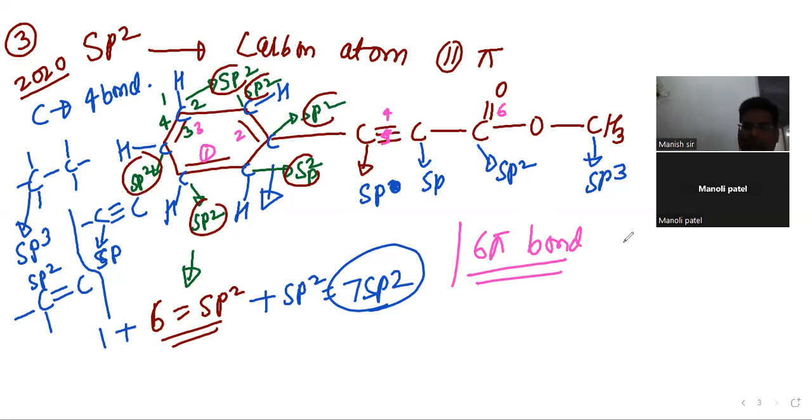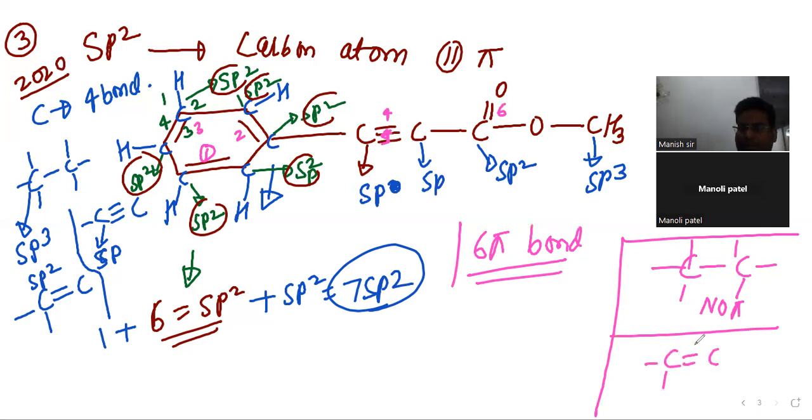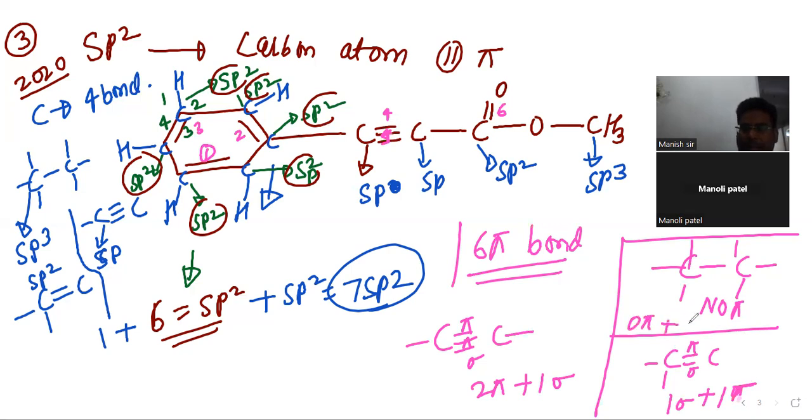Understood? So for pi bonds, there is a trick. If a single bond is there, no pi bond is there. If a double bond is there, 1 is pi and another will be sigma. And if a triple bond is there, one is sigma and the rest 2 will be pi bonds. So this will be 2 pi and 1 sigma. Here 1 sigma, 1 pi. Here 0 pi plus 1 sigma. Understood? So please write it down now.